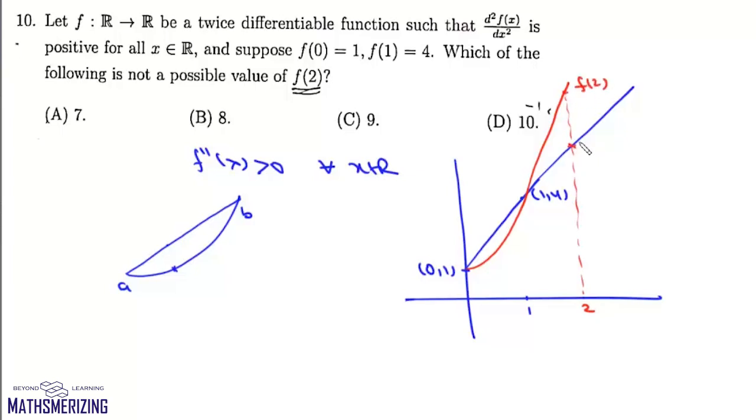Now what we'll do is find the coordinate of this point on this line. So this point is 2 and suppose this point is k. So we can write (k minus 1) upon 2 equals 3. So the value of k is 7. So the coordinate of this point is (2, 7). Now since it is a concave up function, the value of f(2) must be greater than 7. So f(2) cannot take the value 7, and that's your option A.